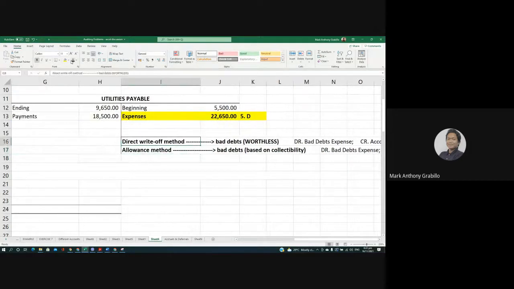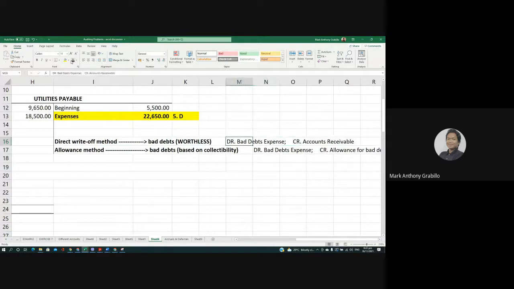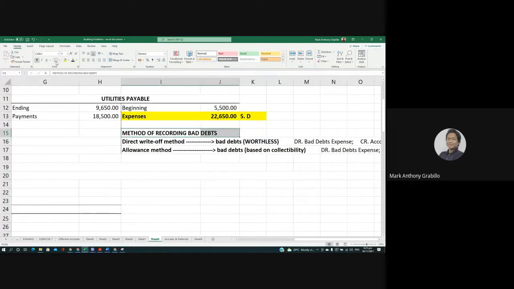Now, etong method na to is method on how to record bad debts from the accounting point of view. So, anong tawag dito? This is the method, lagyan natin dito, method of recording bad debts. Okay, so that is the method of recording the bad debts. All right.